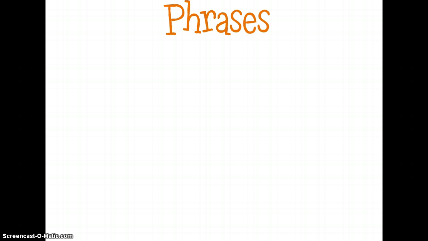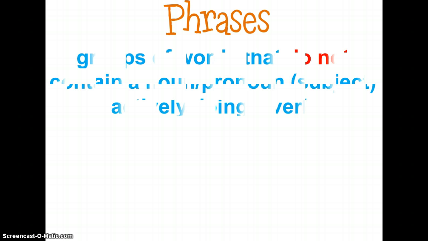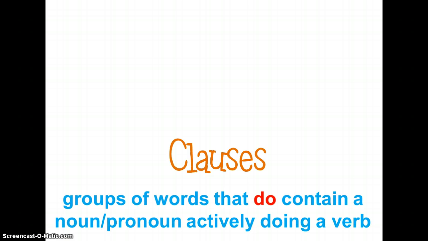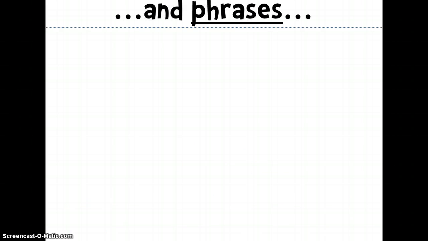All right, so we also have phrases that conjunctions can help us join. Now, phrases are groups of words that do not contain a noun or a pronoun acting as a subject, actively doing a verb. Similarly, they can help us join clauses. This is when we have groups of words that do contain a noun or a pronoun acting as the subject, actively doing the verb. And we'll look at these in more depth.